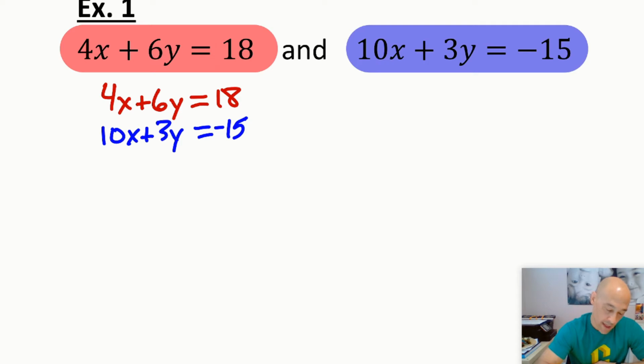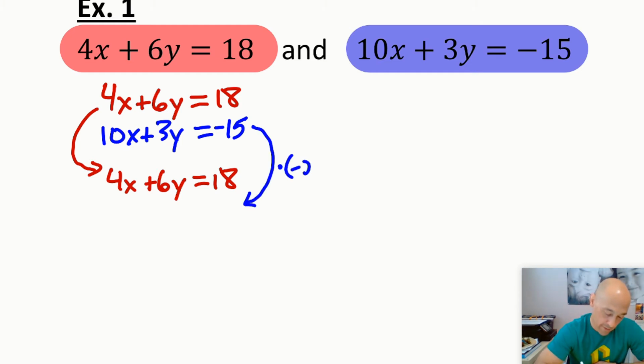What I'm going to do is look at the coefficients. 4 and 10. It's not easy to multiply 4 by anything to get 10. 6 and 3. I could multiply 3 by 2 to get 6. And that's what we're going to do. We're actually going to multiply by negative 2 so we get a negative 6. So I'm going to rewrite this equation, 4x plus 6y equals 18. And I'm going to take my blue one and multiply it by negative 2.